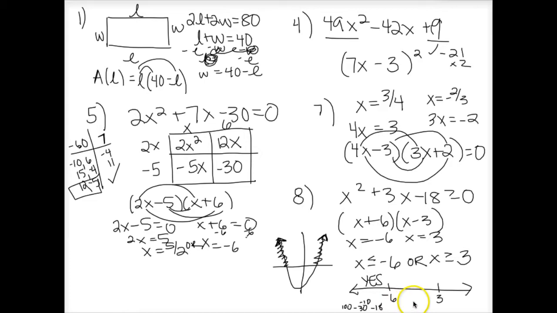Between negative 6 and 3, I would probably pick 0 because it's the easiest to plug in. So that gives me 0 plus 0 minus 18. Negative 18 is not greater than or equal to 0, so this gets a no. And then something bigger than 3, maybe I pick 4. 4 squared is 16, plus 3 times 4, which is 12, minus 18. So this is 28 minus 18, so 10. 10 is greater than 0, so I get a yes, which means, again, if it's yes, no, yes, it's an or. So either the number line or this sketch needs to be a part of your work.